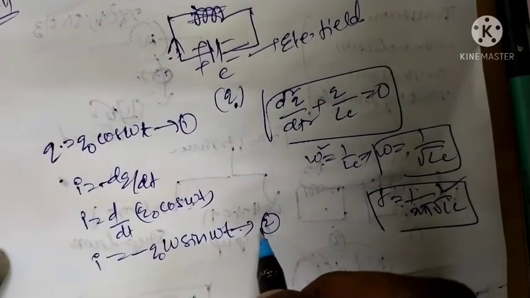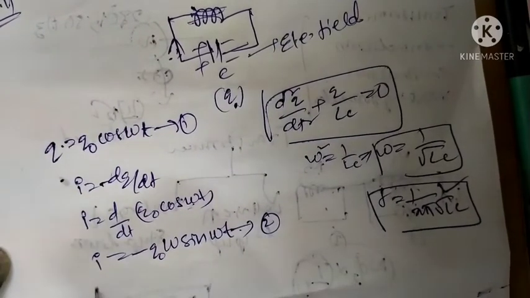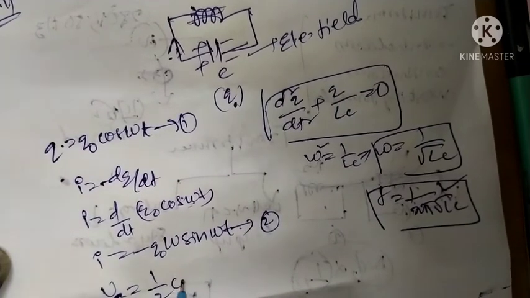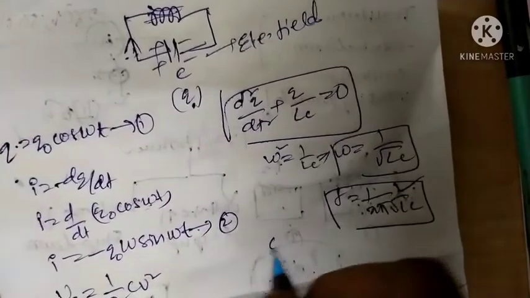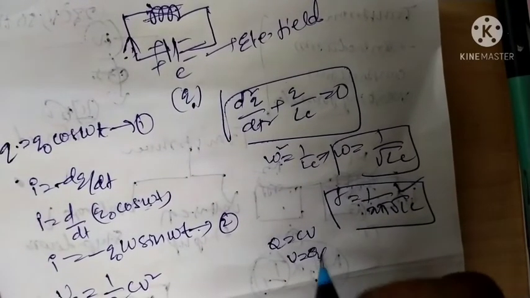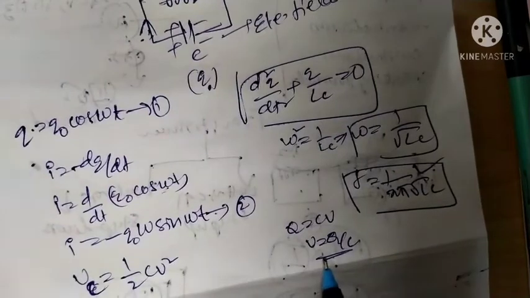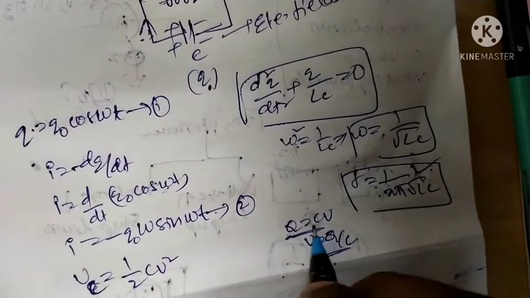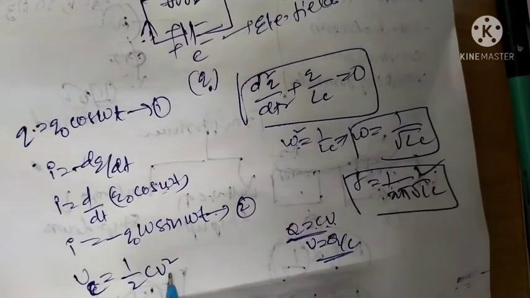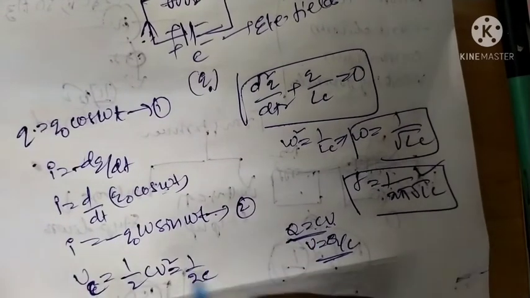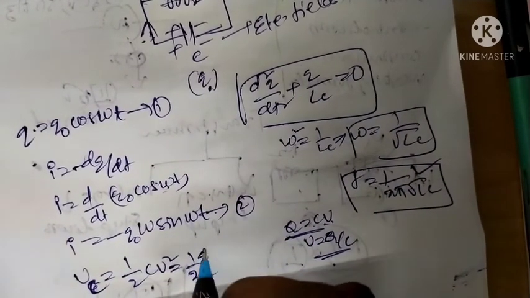This is energy stored in the capacitor. What is the energy stored in the capacitor? You know, potential energy in the capacitor U is equal to half CV square. You know, Q is equal to CV, V is equal to Q by C. Okay, half C into Q square by C square, which can be written as Q square by 2C.